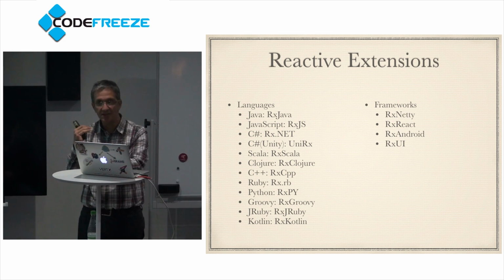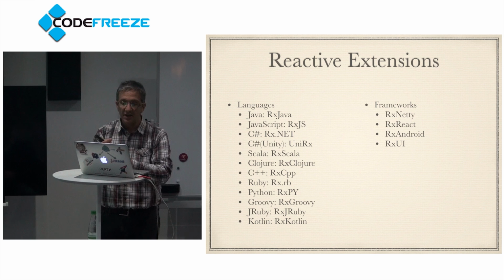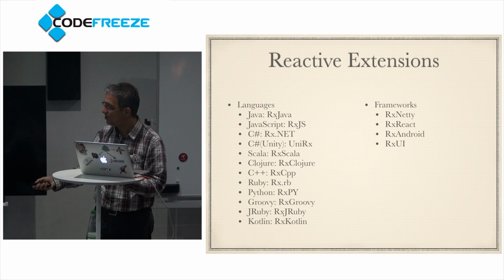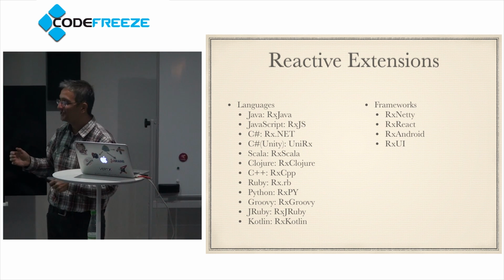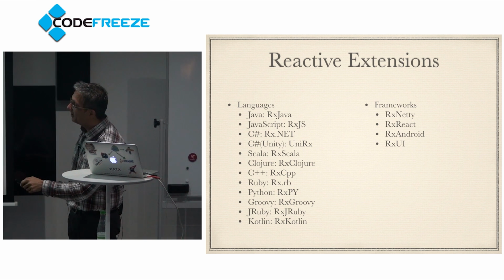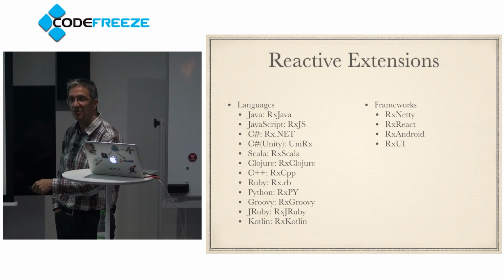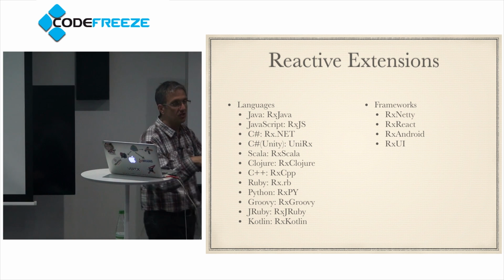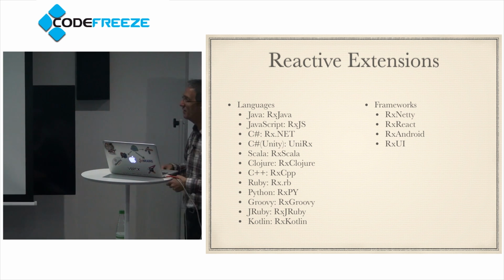Now there is RxJS, because there are JavaScript programmers in the world. C#, Rx.NET, Scala, RxClojure, RxCpp, RxRuby. Is Ruby still a language? Is it still a thing? No. RxPY, RxGroovy, RxJRuby, RxKotlin, which establishes Kotlin as a mainstream language, by the way. I'll stop with the advertising. Anyway, to be honest with you, all the demos I'll show you, I'm using RxJava directly. I'm not using RxKotlin. It's just a thin wrapper around RxJava to provide you with even more idiomatic Kotlin.